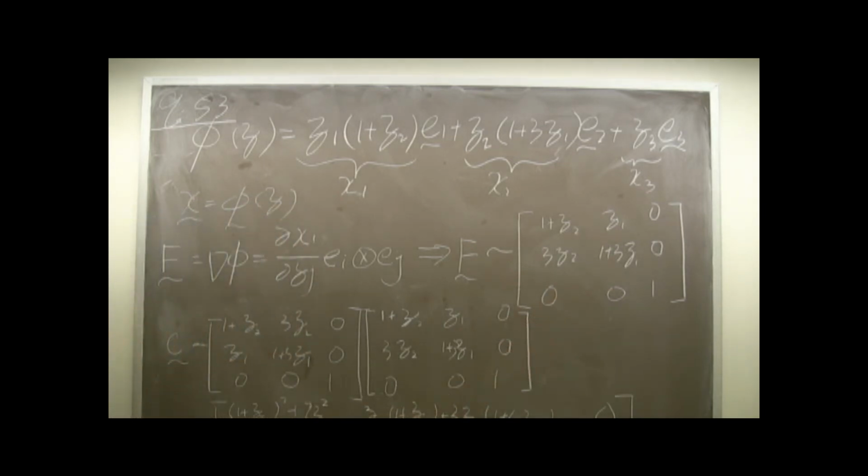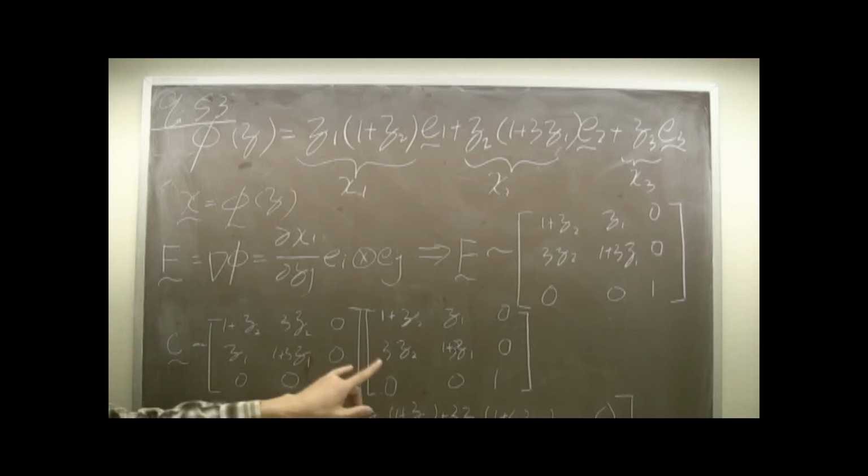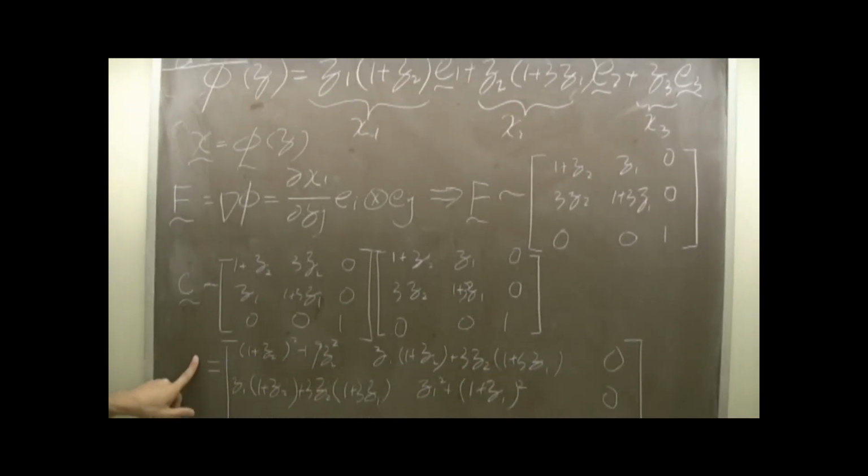Also, since the C matrix equals F transpose times F, we get F transpose and F, and we may make a product of these two matrices, and we get the final C matrix, which looks like this.